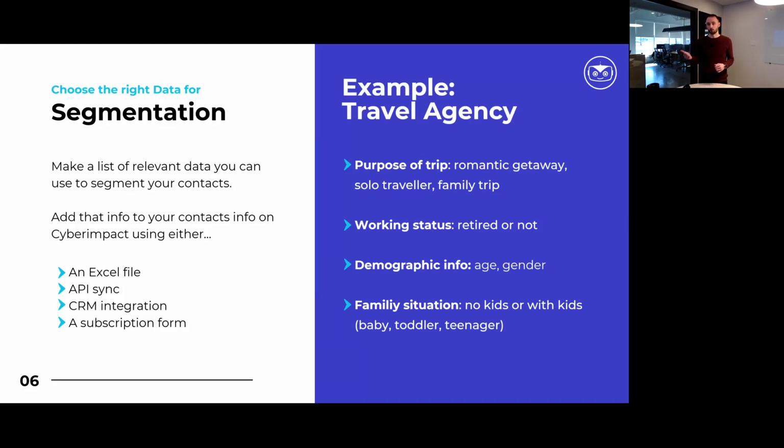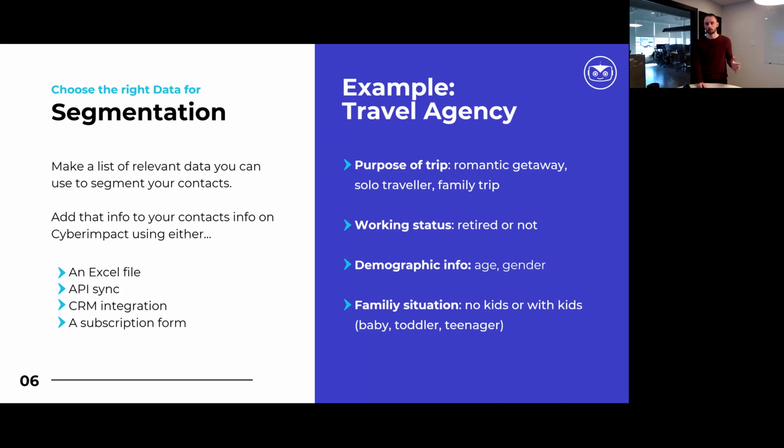After that, what's your working status? Are you working? Are you retired? For sure, it's going to change a lot of aspects of the trip. After that, the demographic information, so the age, gender, all sorts of stuff like that. The family situation, which is going to change for sure the type of trip that you're going to be able to do. So if you have no kids, you have kids maybe that are teenagers, or is it a baby? All this information is good to have.